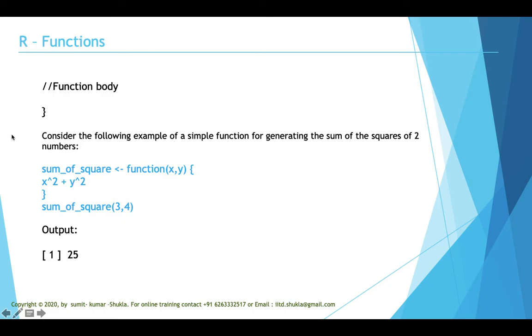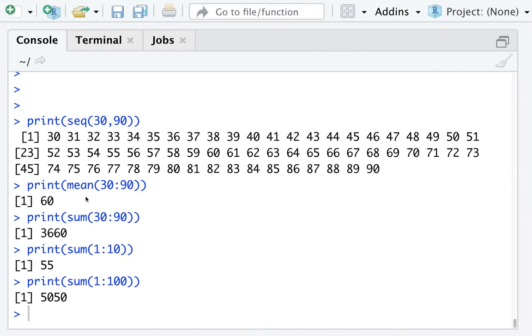Now I'll find the sum. I just entered this function, and then I call the function sum of square, and I wrote 3 comma 4, that is function of x comma y. I gave the values 3 comma 4. It does 3 square plus 4 square, and it will return the value 25. 16 plus 9, that is 25. So let's go and see how it works.